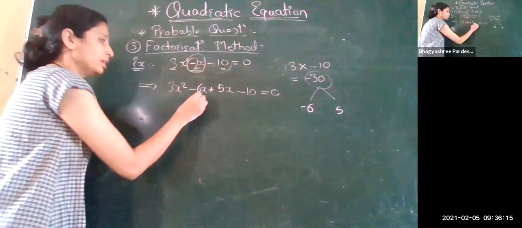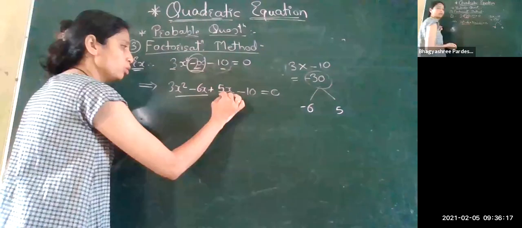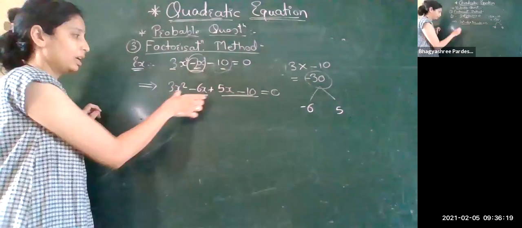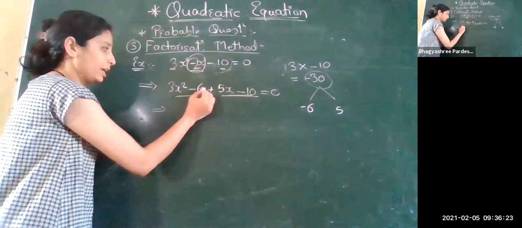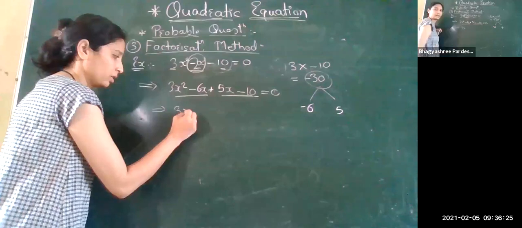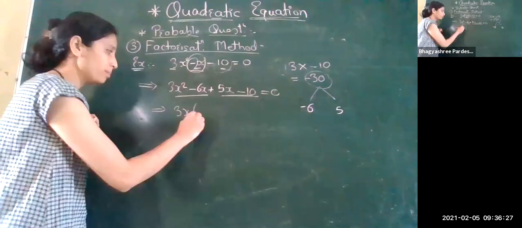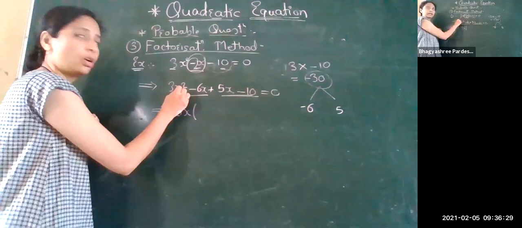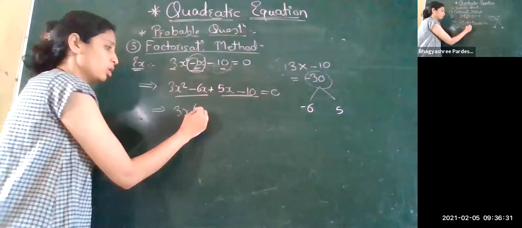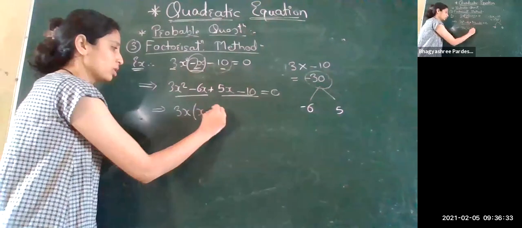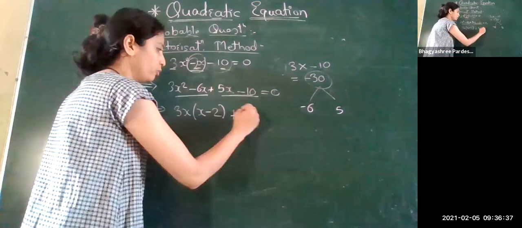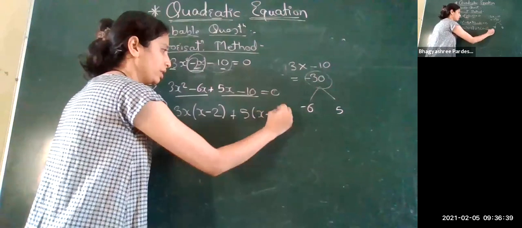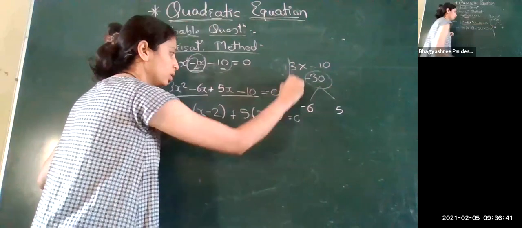Just make a group of the first two and last two terms. From this, take the common one. So what is common here? From 3x² and minus 6x, 3x is the common factor. So in the bracket, what will remain? From 3x², 3x goes, so just x here, and this is minus 2. Then from 5x and 10, 5 is common. So in the bracket, x minus 2, which is equal to 0.